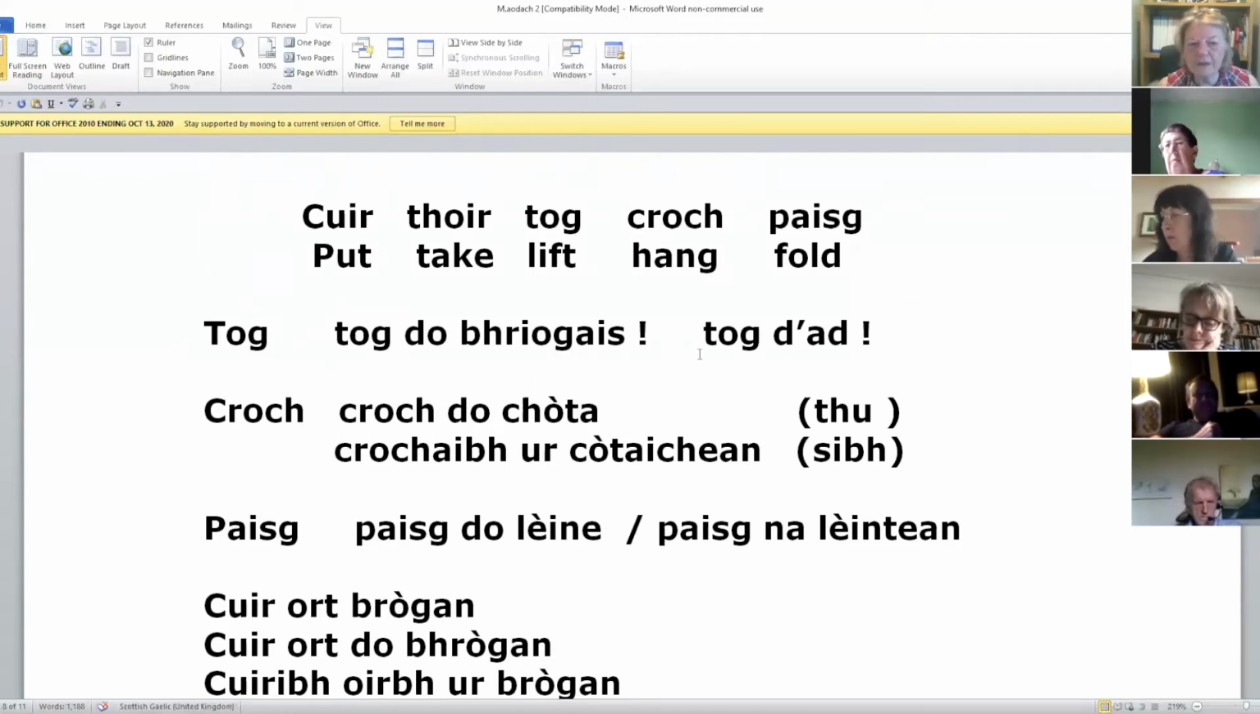So tok da brigish would be pick up your trousers. Tok dat is pick up your hat. Now that's D-O and then A-D. But we don't have two vowels together, so that's why you have the apostrophe. So D apostrophe is D-O, really. So tok da at, and da at sounds clumsy, so you say tok dat. Tok dat.